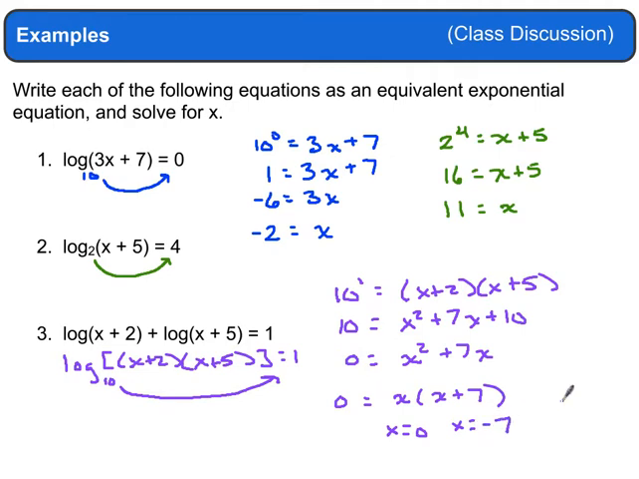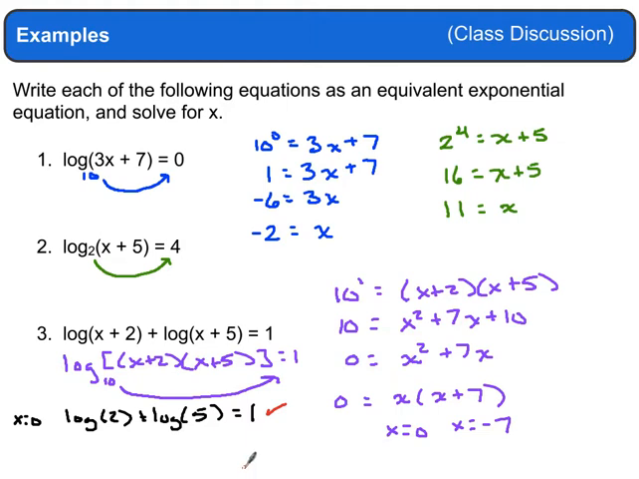You do have to check these for extraneous solutions. So if we plug them in one at a time, let's say for x equals 0, that means we would have log of 0 plus 2, which is 2, so it's log 2, plus log of 0 plus 5, which is 5. We want to know, does that equal 1, yes or no? You can use your calculator for that, log 2 plus log 5. And we do, in fact, get a 1. So that one checks out.